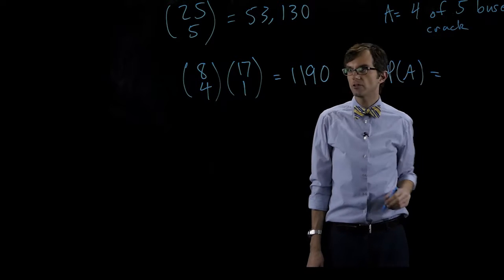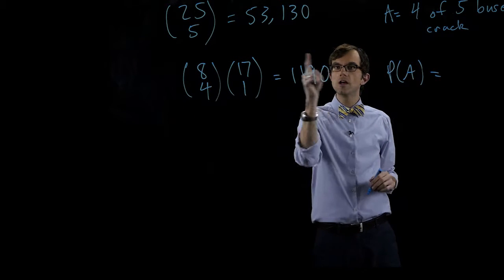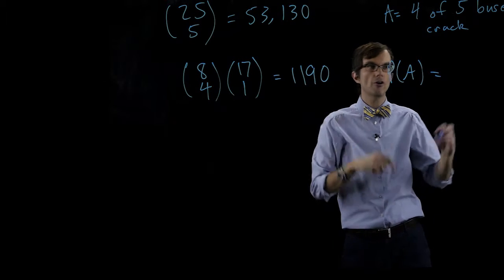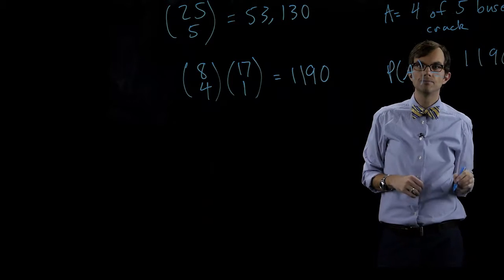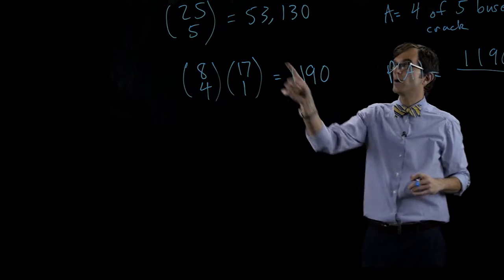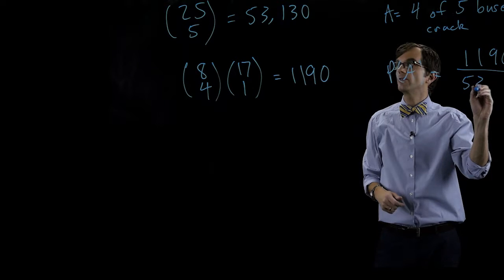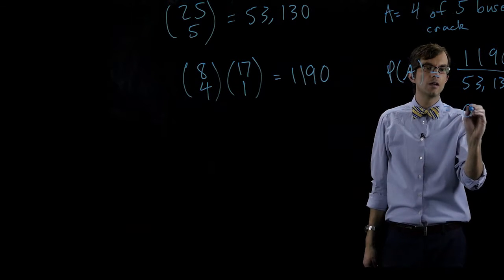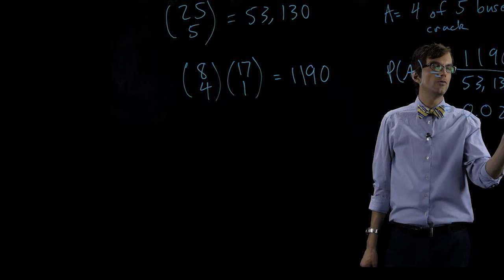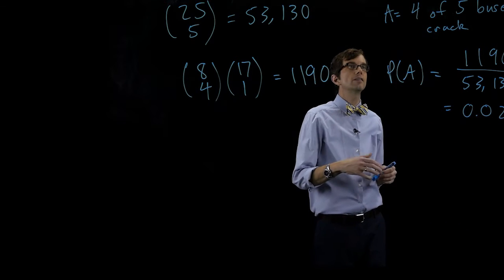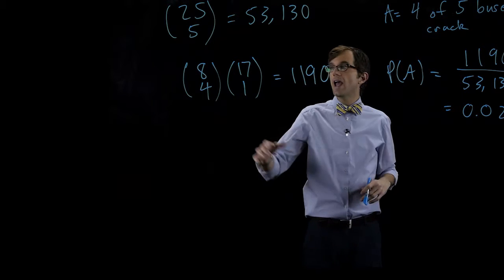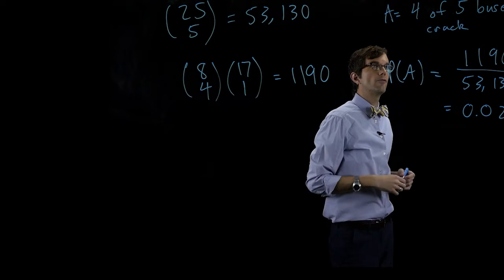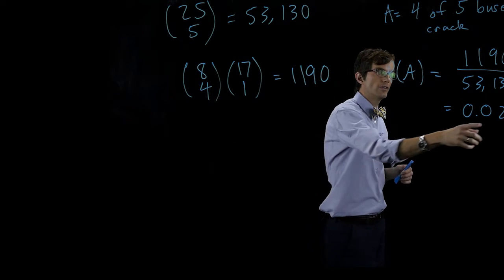Probability of A, again, a classical probability. We know the number of ways for A to occur, the number of ways that 4 out of 5 buses can have a crack, 1,190. What's the total number of ways to pick out 5 buses out of those 25? 53,130. So if we take that ratio, we should get something like 0.0224. So what's the probability that if we have 25 buses, 8 of which have cracks, and we take a sample of 5 out of that 25, what's the probability that 4 of the 5 buses have a crack? 0.0224.